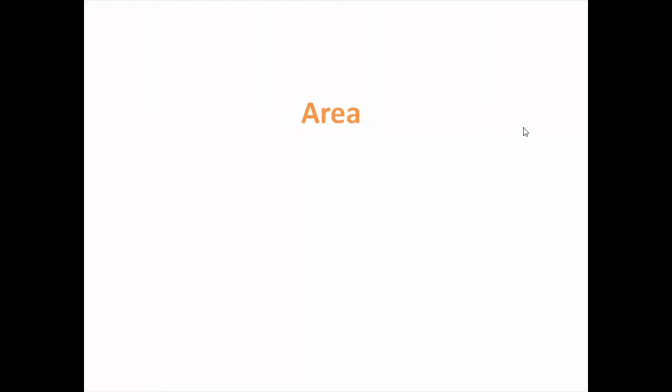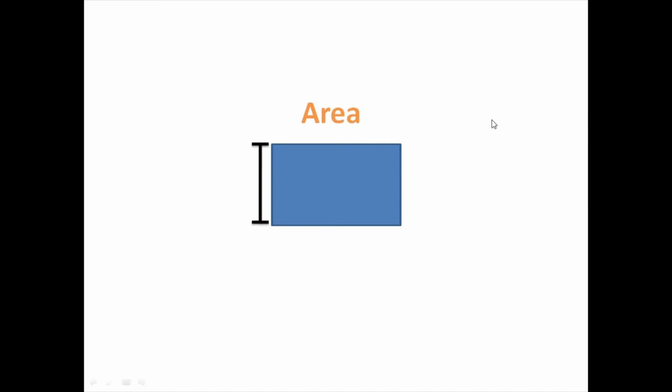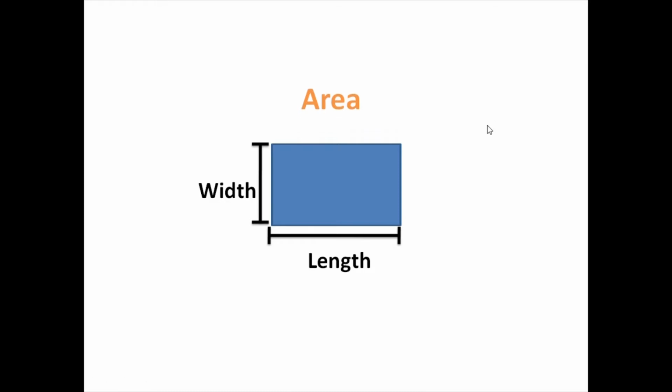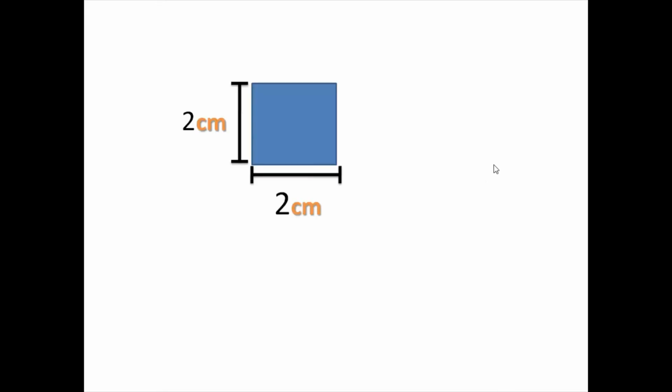To find the area of any square or rectangle, all we have to do is multiply its two-sided dimensions together. They are usually called length and width. So the formula looks like this. Area equals width times length. So let's see if that formula works for the square. If we multiply the length 2 cm times the width 2 cm, what do we get? Well, area equals 2 cm times 2 cm. 2 times 2 equals 4.